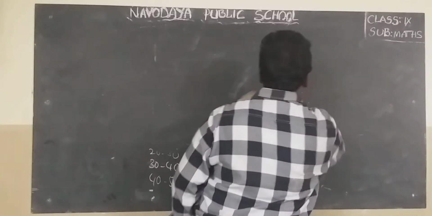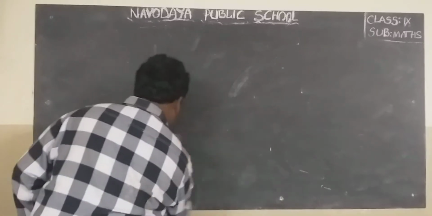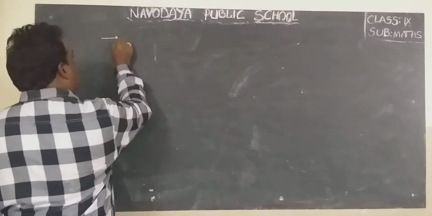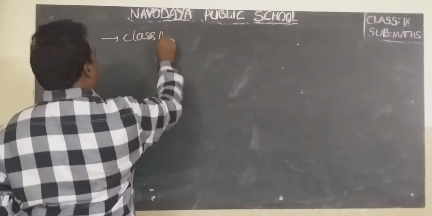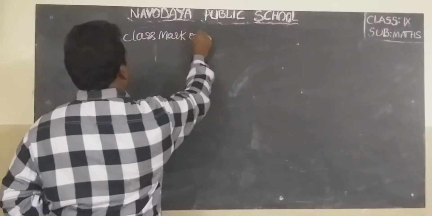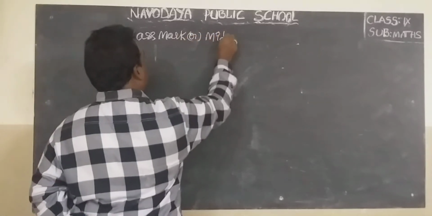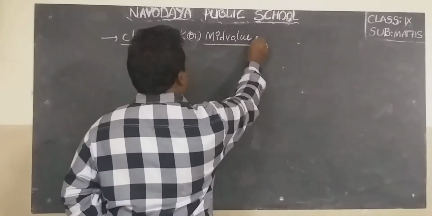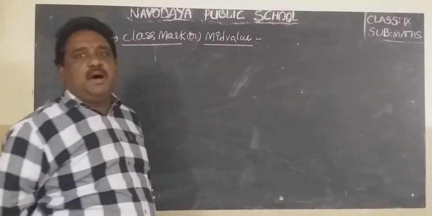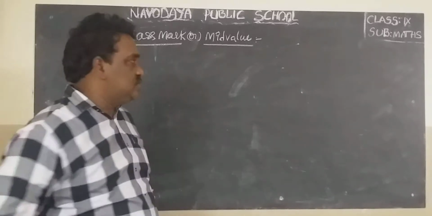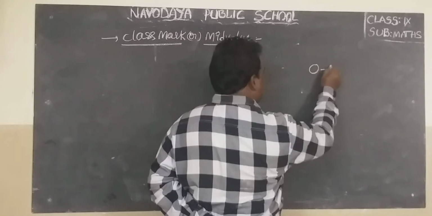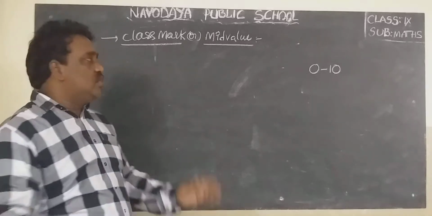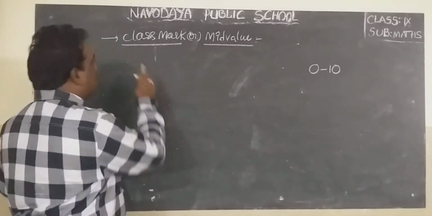Then, next topic is class mark or mid value. Class mark or mid value. What is the definition of class mark or mid value? Suppose 0 to 10 class is there. I want to know class mark or mid value. So, what is the definition of class mark or mid value?